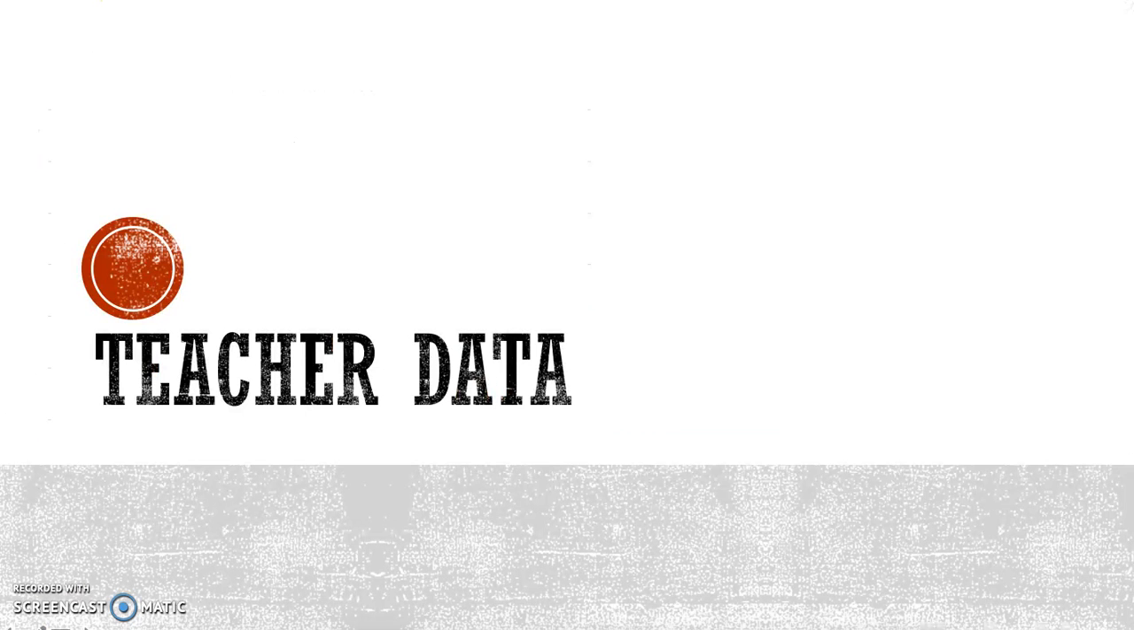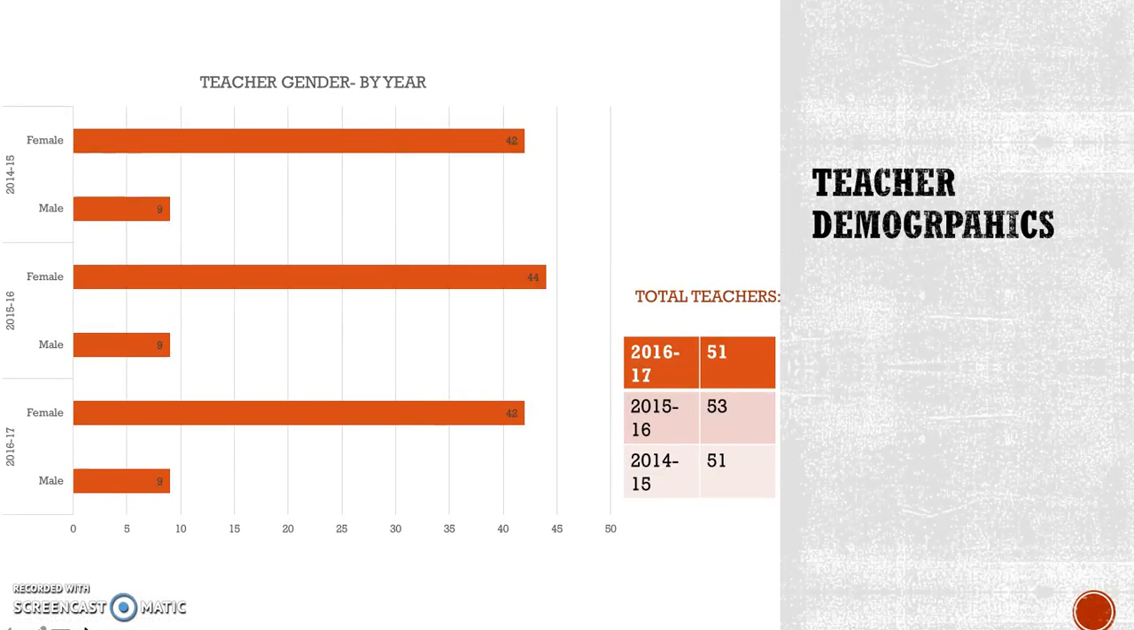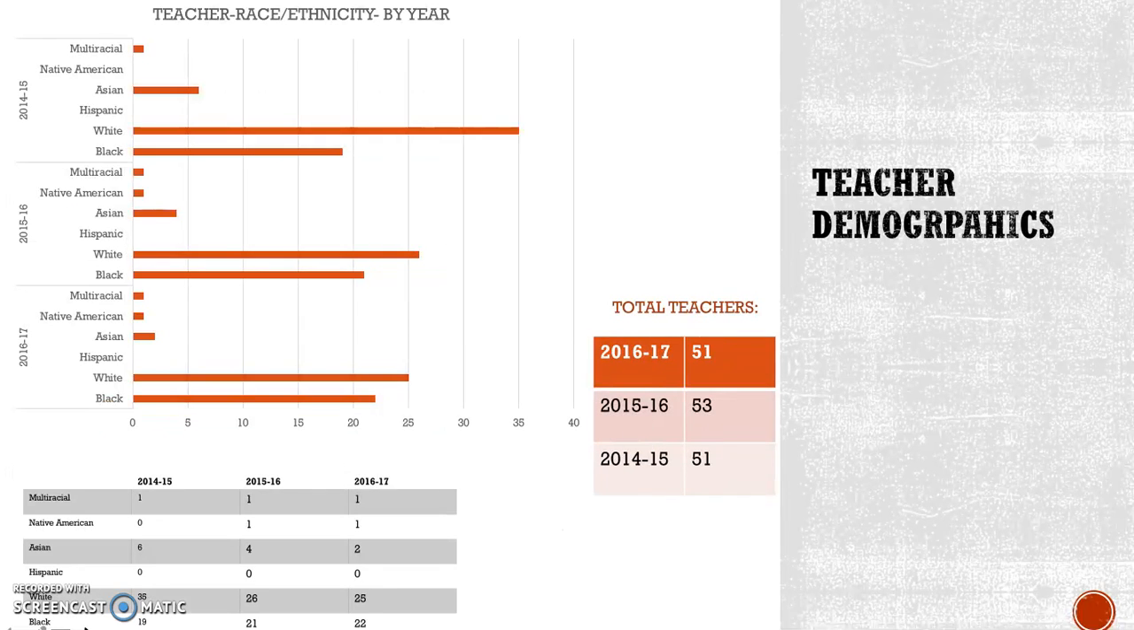Now let's look at teacher data. As we look at teacher data, we see that on average there are about 51 teachers that work in the school. Most of these teachers are female, with a small percentage being male. As we look at the race and ethnicity of teachers, in 2014-2015 we have 35 white teachers, and then it decreases over time from 26 to 25 white teachers.